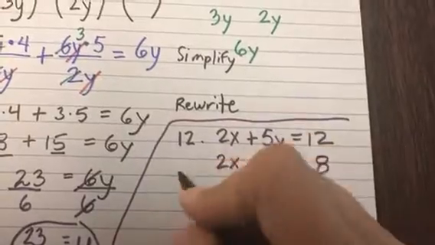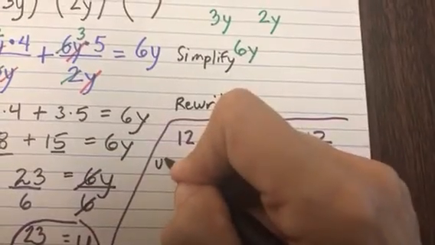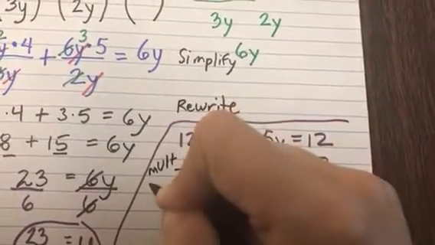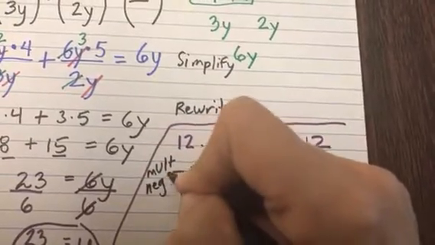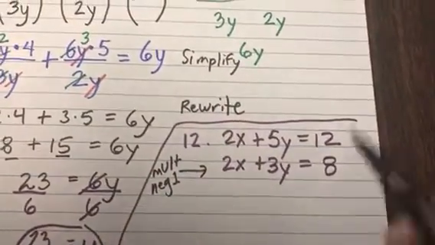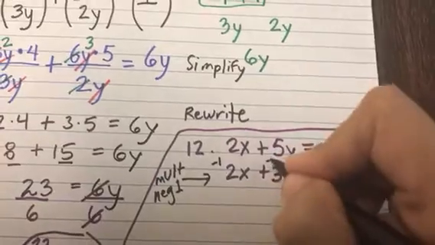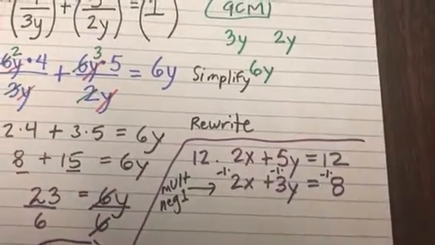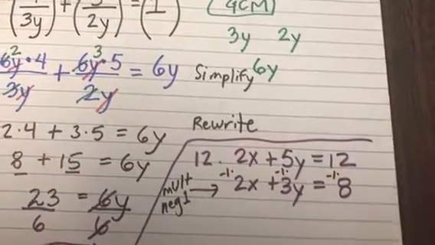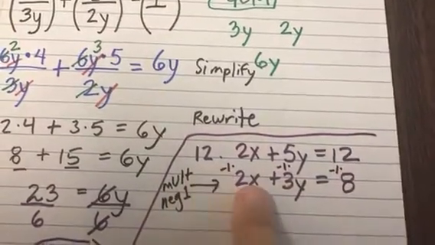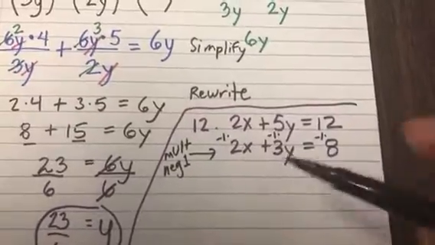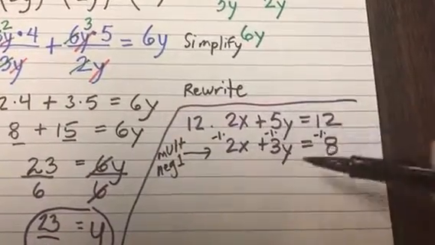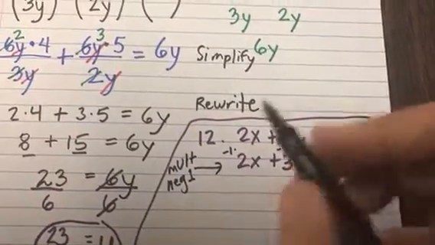But notice, I need to multiply every term by a negative 2. Or excuse me, a negative 1. If I multiply every term by a negative 1, this term by negative 1, this term by negative 1, then notice 2x minus 2x is going to go away. And that's what I need. I need one of these variables to go away. So I'm going to go ahead and do this.